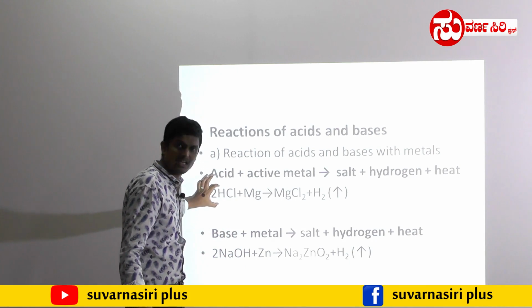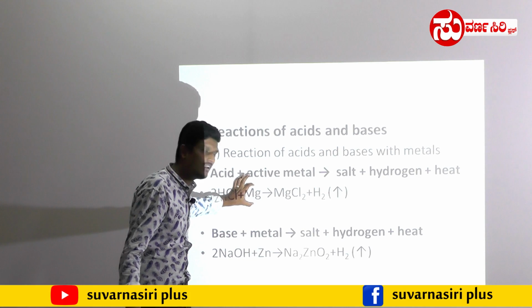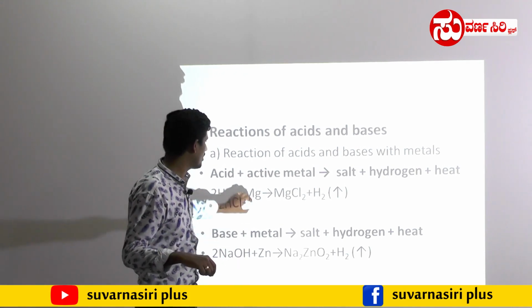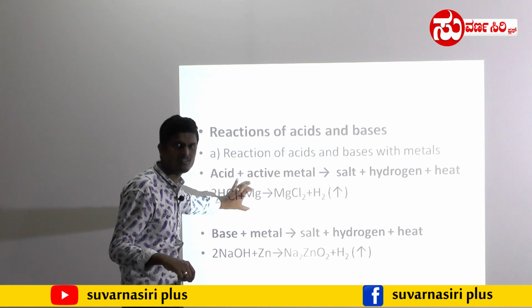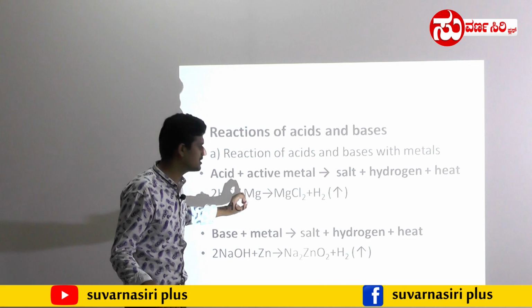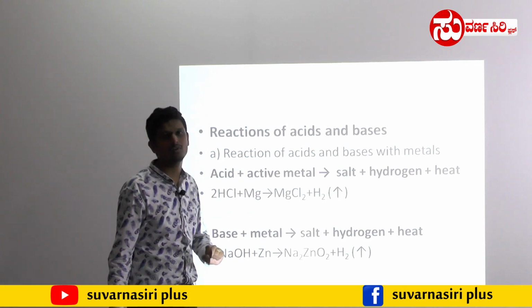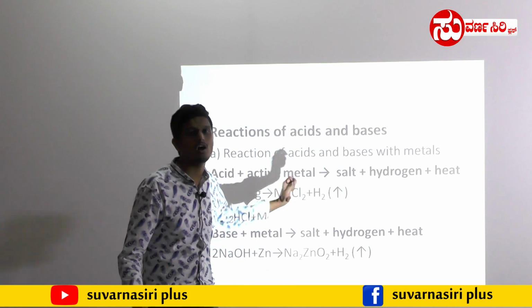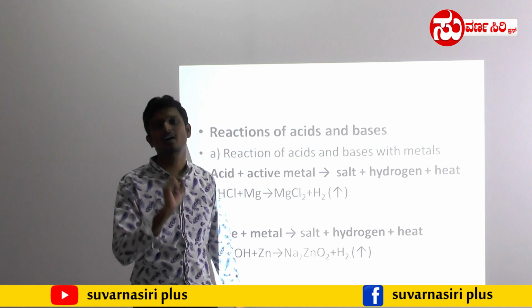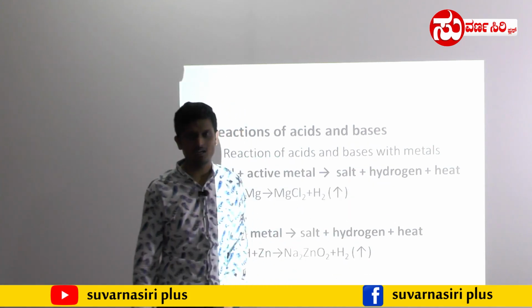If I take HCl, an acid, and react it with a metal, magnesium. You may take any metal, but for our reaction I have taken magnesium. It is one of the active metals. Reactive or active metal, both are the same. So acid reacts with magnesium and forms a salt. Here magnesium chloride salt is formed and it liberates hydrogen gas. Along with the hydrogen gas, it liberates heat energy.